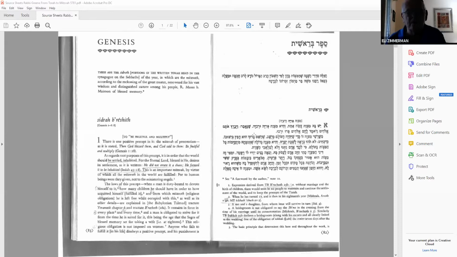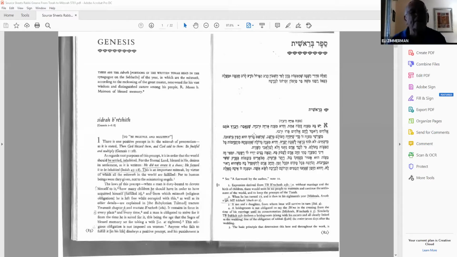Number two, it tells us what kind it is. It's a positive commandment to do, right? The mitzvah of procreation. Now, having said that, he wants us to understand, well, what's the purpose of this mitzvah? Is it simply to inhabit the earth? Or is there more to it than that?